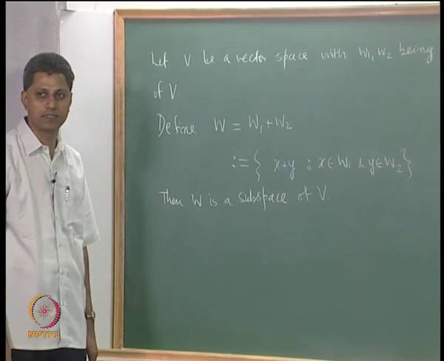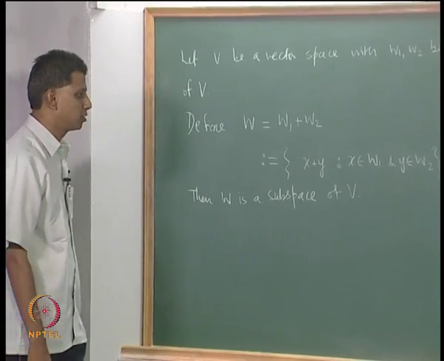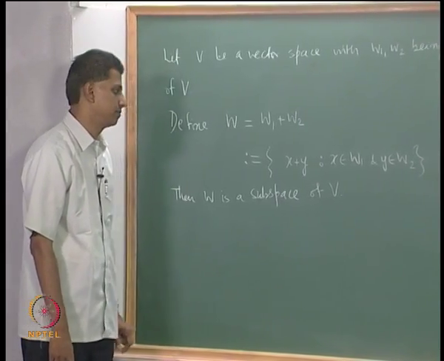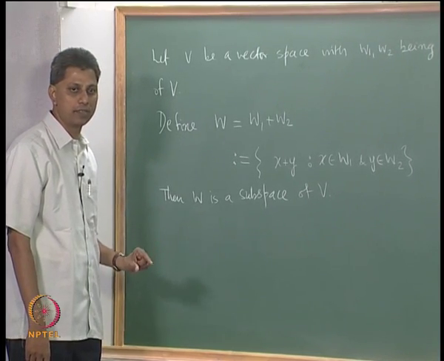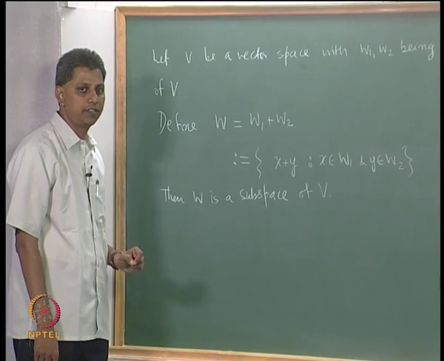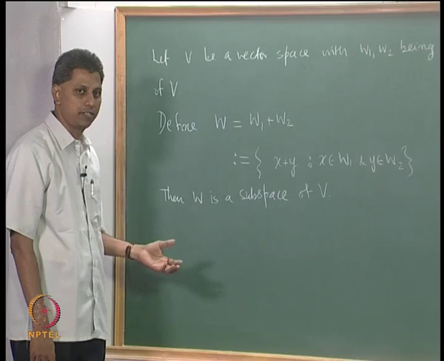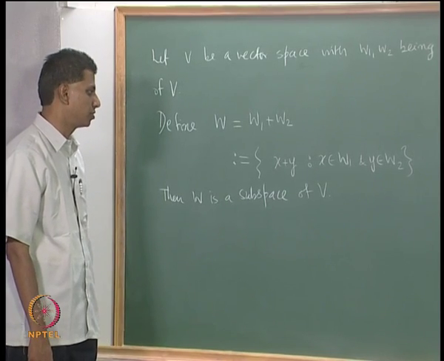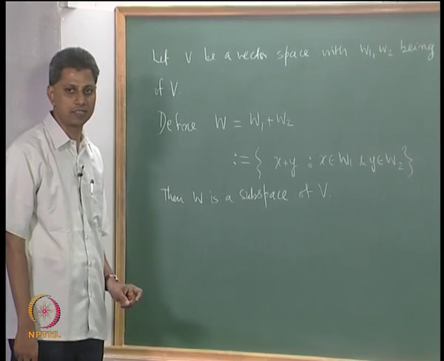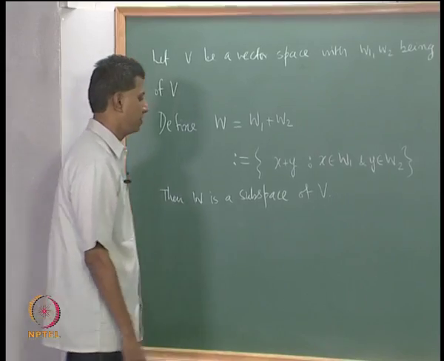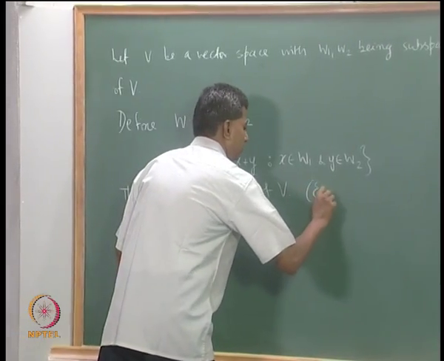Why is it a subspace? It's easy. Just appeal to the theorem that we proved last time. We need to take two elements in W, show that their sum is in W, take a vector in W, take a scalar multiplication. It's closed with respect to that operation also. So once you show that, it follows this is a subspace. I'm going to leave this as an exercise: W is a subspace of V.